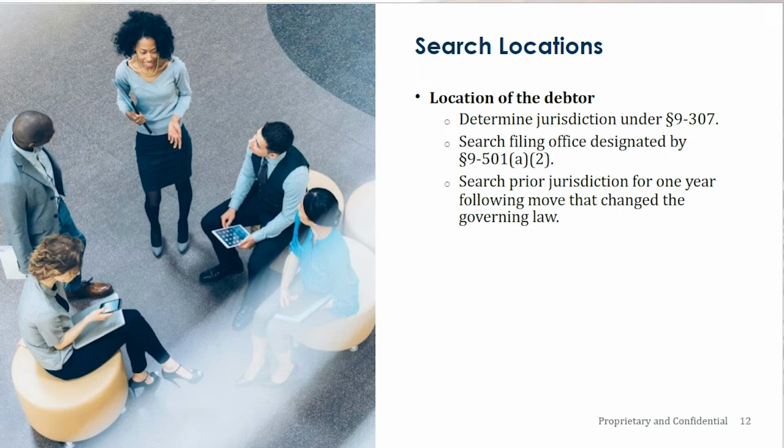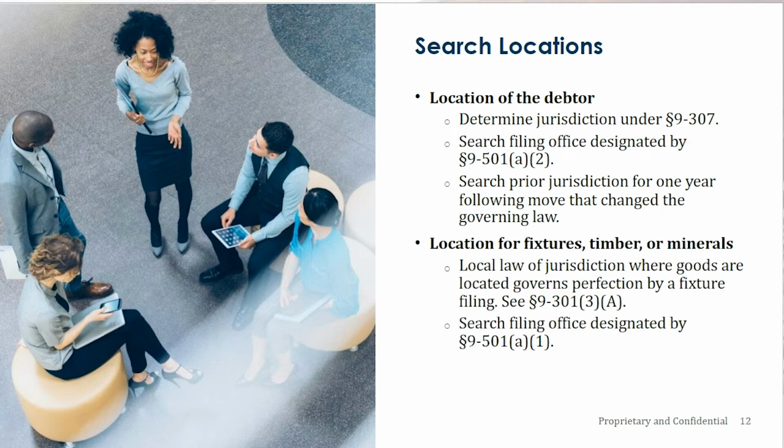For collateral that is fixture, timber, or mineral collateral, you would search in the location where those filings would be made in the states. Usually those are local filing offices. It could generally be the county. In some states it's the town or province or parish, depending on the language that they use. But you would be searching at a local level for that.